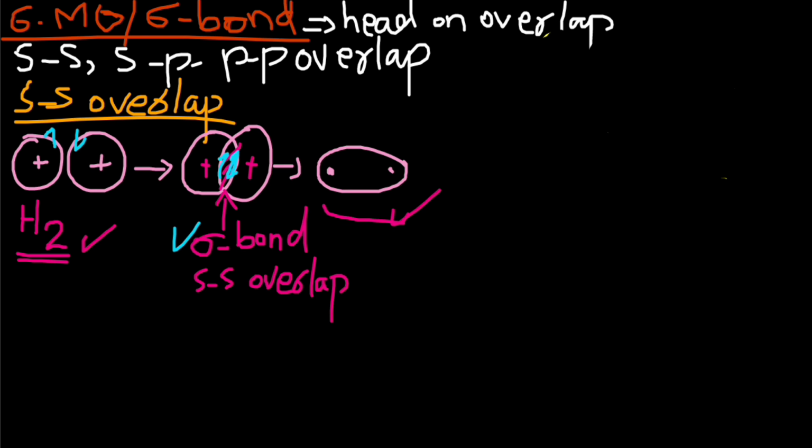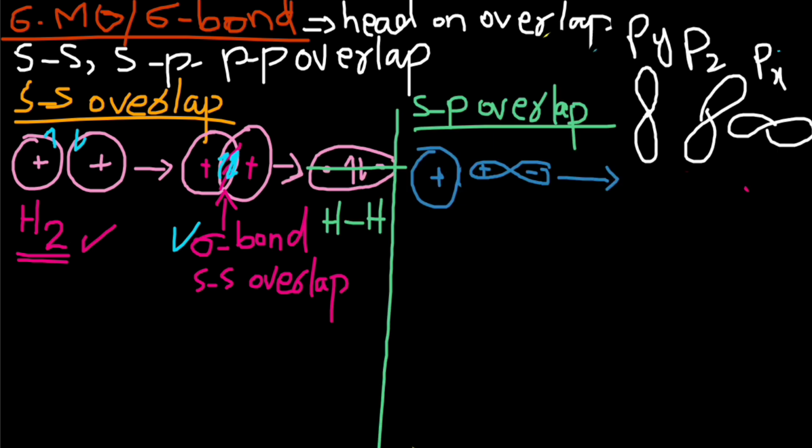And the overlap is ss overlap. In a sigma bond, the electronic density is concentrated about the line joining the two nuclei, and this line that joins the two nuclei in a bond is known as the bond axis or nuclear axis. In a sigma bond, the bonding electrons reside between the two nuclei along the bond axis.